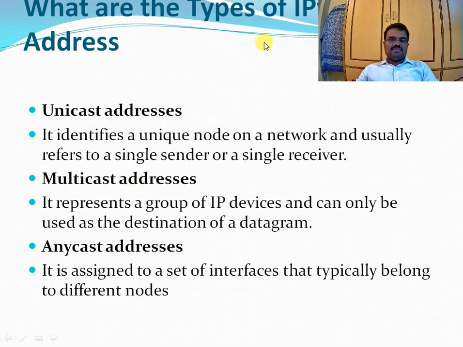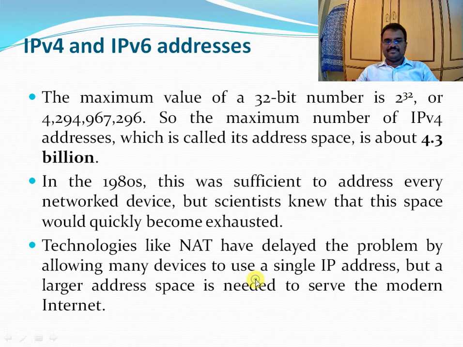What are the types of IPv6 addresses? There are unicast addresses, multicast addresses, and anycast addresses. Unicast addresses identify a unique node on a network and usually refer to a single sender or a single receiver. Multicast addresses represent a group of IP devices and can only be used as the destination of a datagram. An anycast address is assigned to a set of interfaces that typically belong to different nodes. So the types of addresses are unicast, multicast, and anycast.